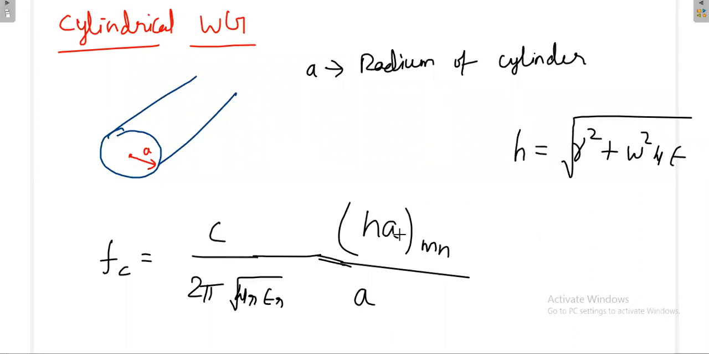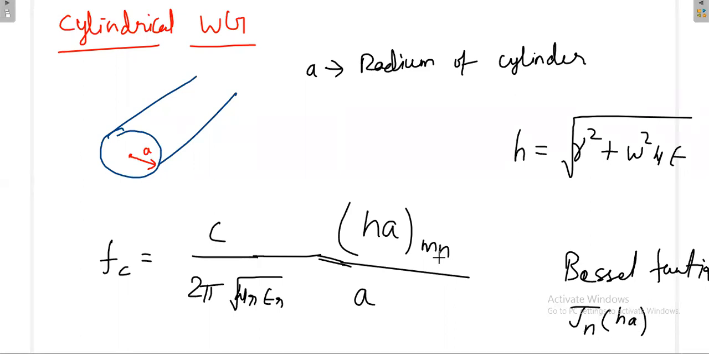How can you calculate this value? This is related to Bessel functions. This ha value can be calculated with the Bessel function. Whenever you have a Bessel function, you will have Jn, and inside the bracket some variable, like beta in the case of FM communication. In this case you have ha. Here n is decided by the Bessel function, and m is decided by the mode.